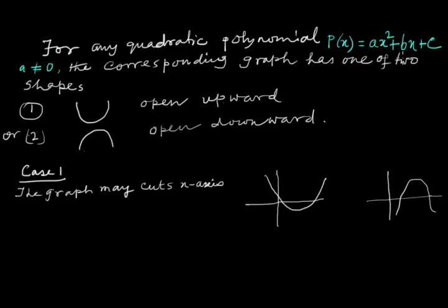So for any quadratic polynomial p(x) equal to ax square plus bx plus c, where a is not equal to 0, because if a is 0, this will not be a quadratic, it becomes linear, the corresponding graph has one of these two shapes. Either it opens upward like this or it opens downward.